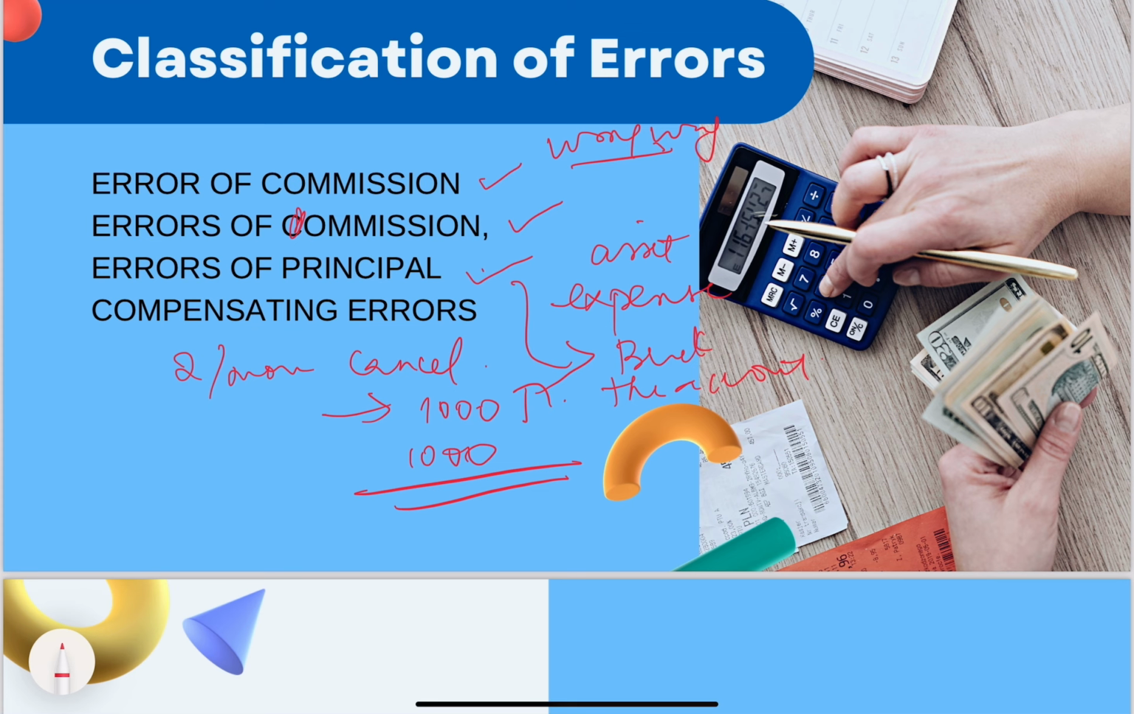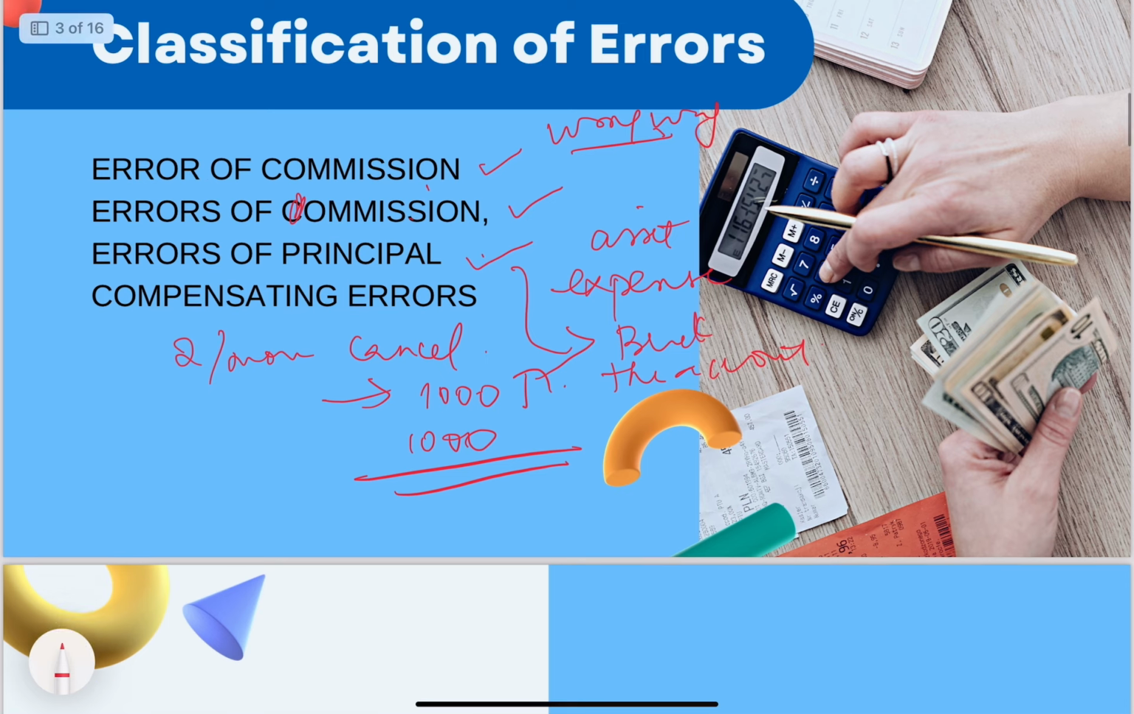So, what is errors of commission? Here you did the transaction, but you recorded it in the wrong way. In omission, you forgot to record the transaction completely or partially. In errors of principle, you record the transaction in the wrong type of account, breaking the basic account rules. In compensating error, two or more mistakes cancel out each other, so the trial balance still matches.